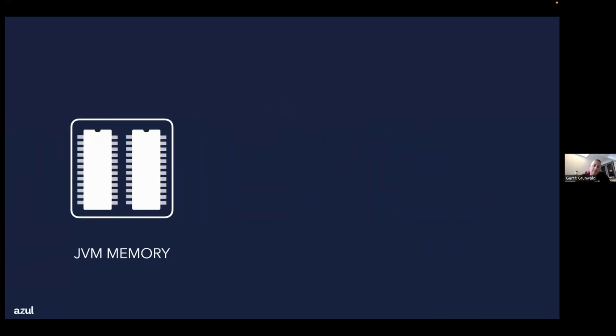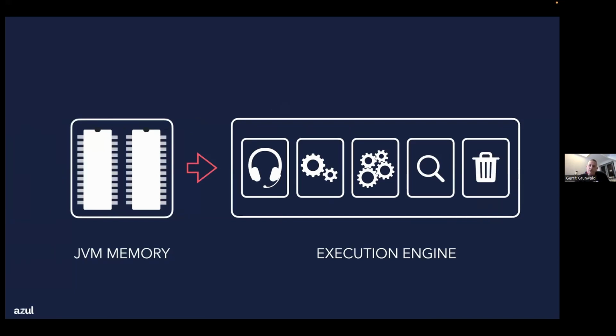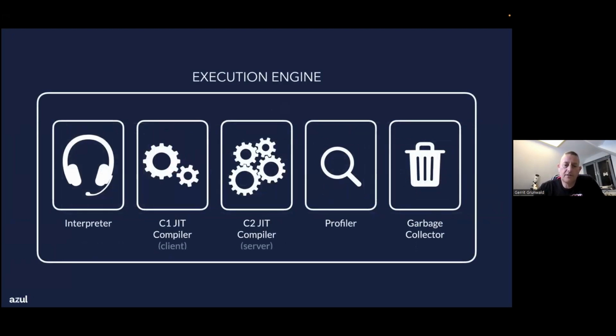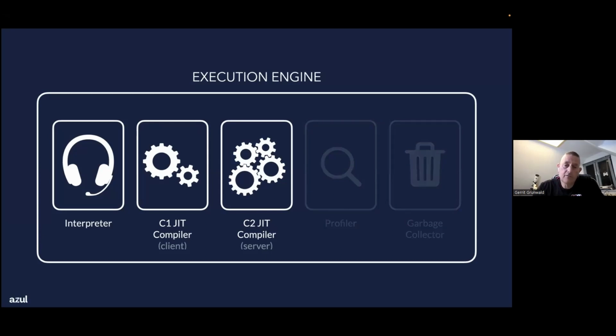And once it's in the JVM memory, it gets into the so-called execution engine. And you already see that the execution engine contains multiple parts where we have, for example, the interpreter, and we have the C1 JIT compiler, that is the formerly known client compiler. And we have the C2 JIT compiler as the formerly known server compiler. And then there is a profiler and garbage collector. In this session, we only need to know about the first three things.